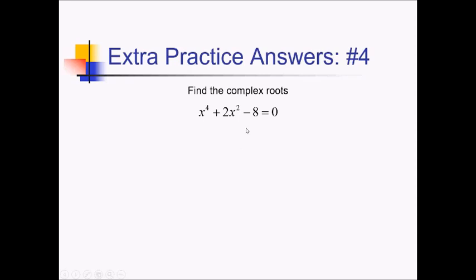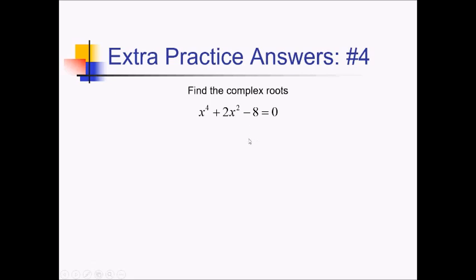On this problem, we can't take out any common factors. However, this is quadratic form. We have x to the fourth, x squared, and a constant. So I'll try factoring this, and I'll just use x squared instead of x. So I need factors of negative 8 that add up to 2. 1 and 8 won't do it, but if we had negative 2 and positive 4, that would do the job.